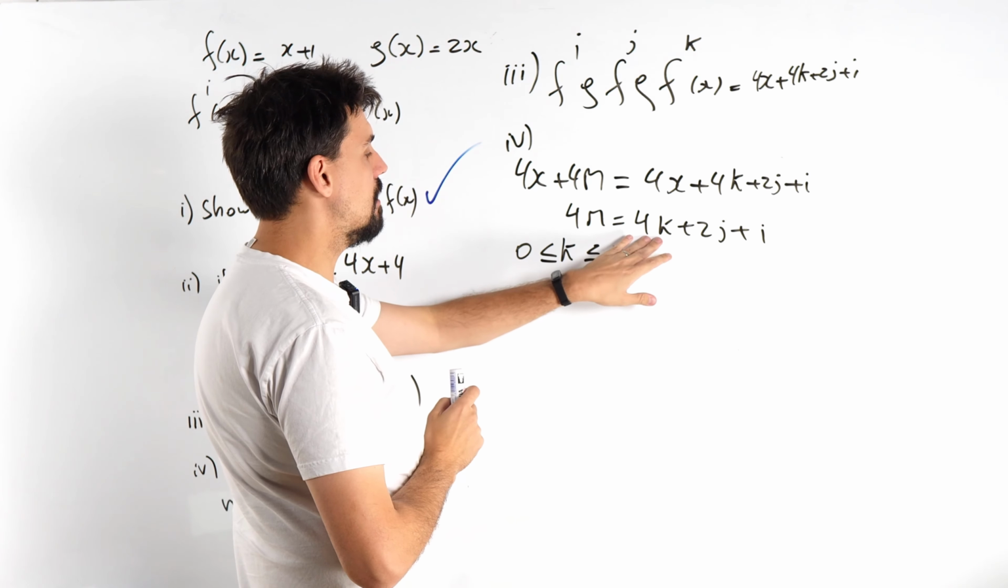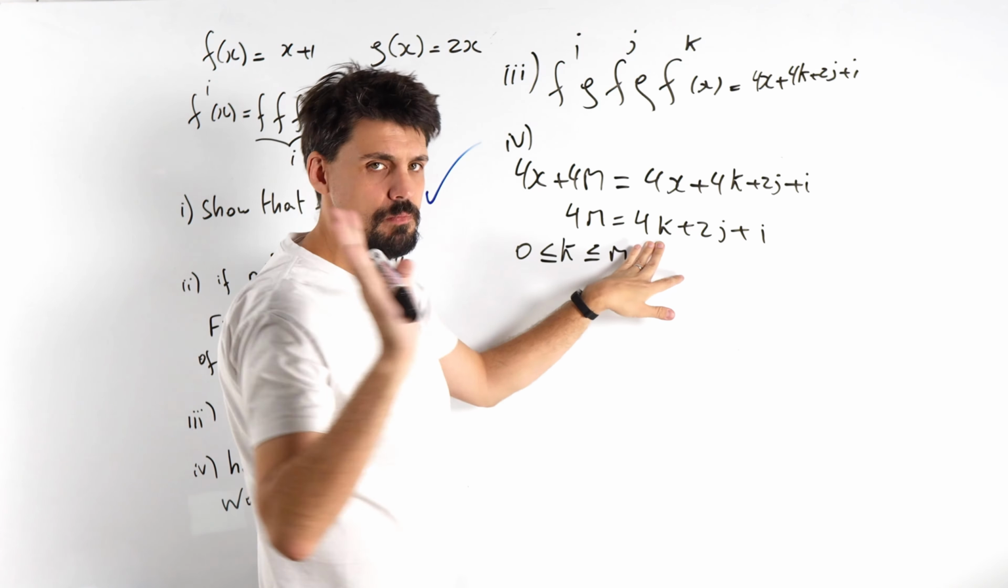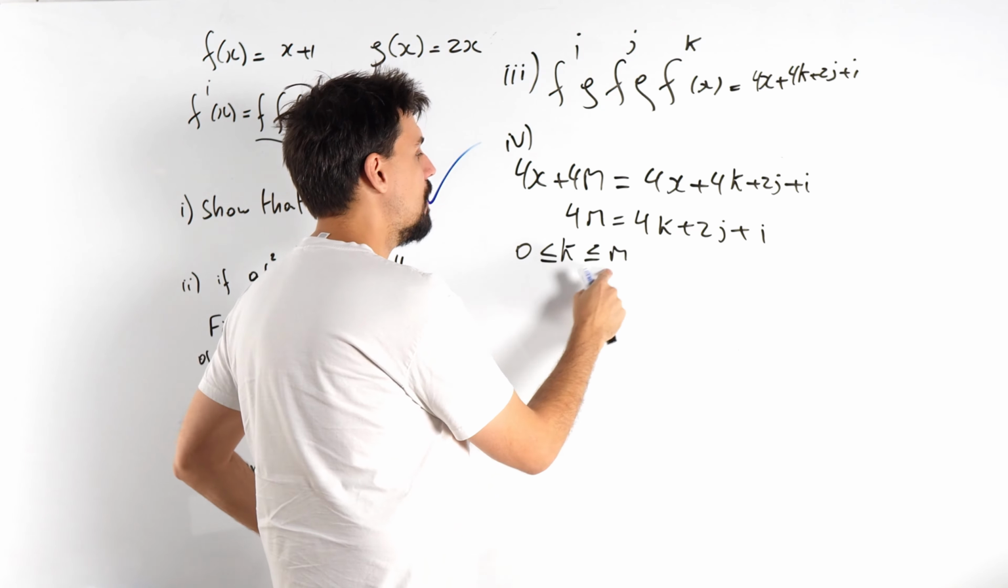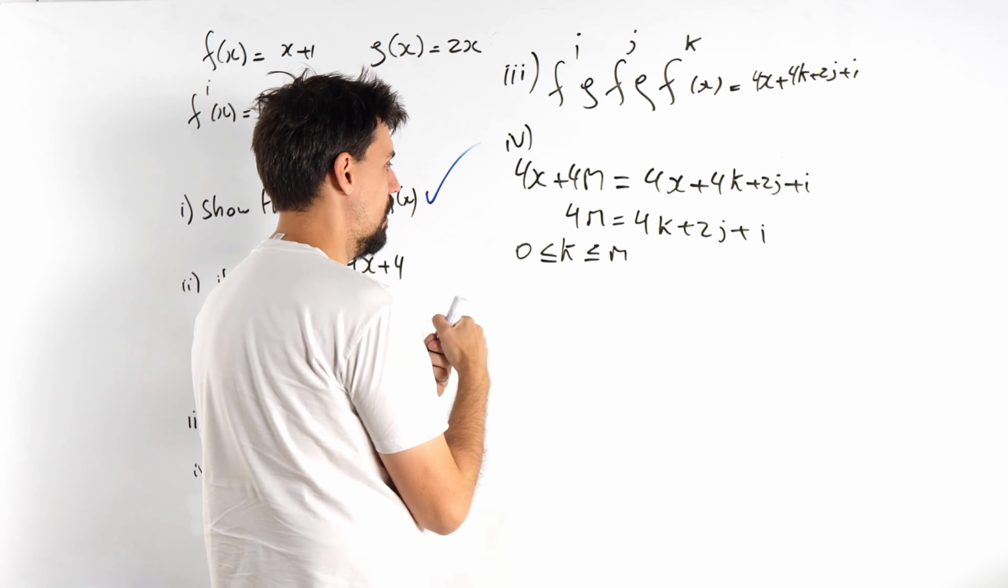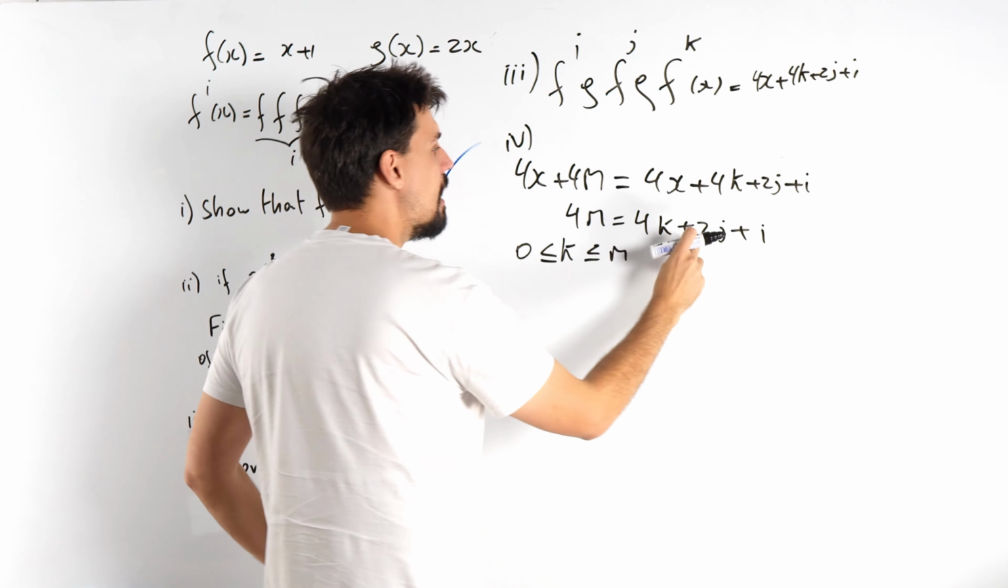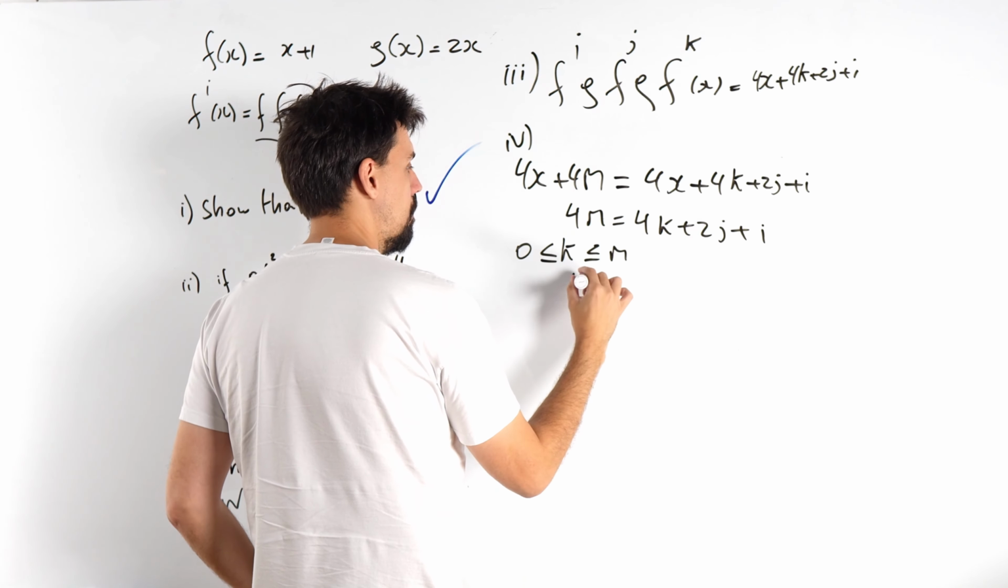I could take k as 0, in which case I need to do 2j plus I is equal to 4m. Fine, I'm with you there. And if k is m, I would just have I and j as 0. So that is the biggest k could be, that is the smallest. Right. So let's see what that leaves for 2j plus I.